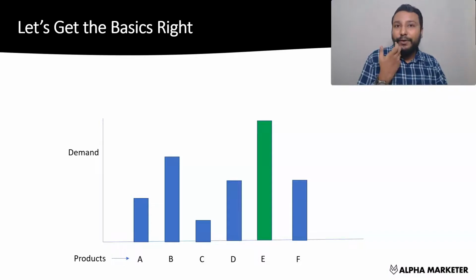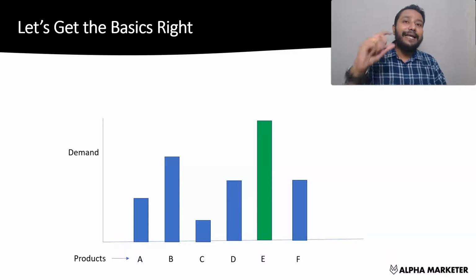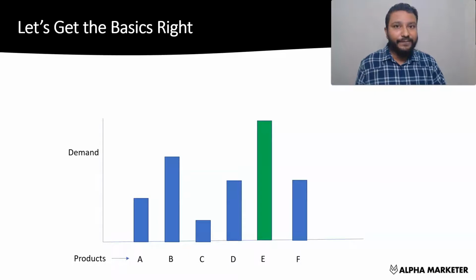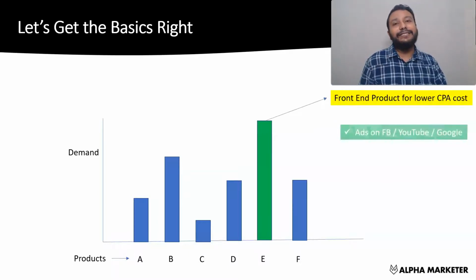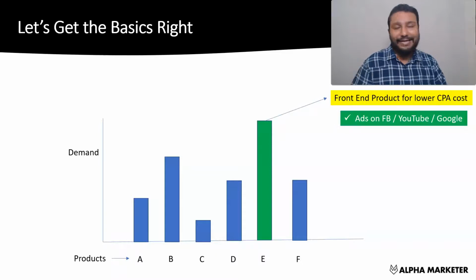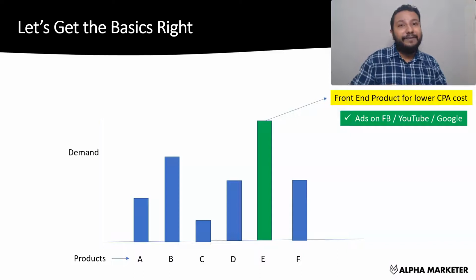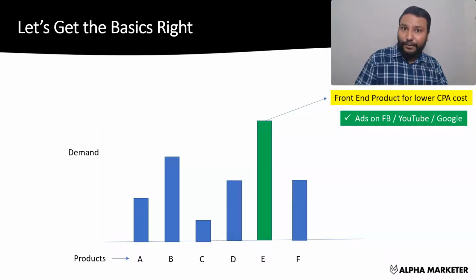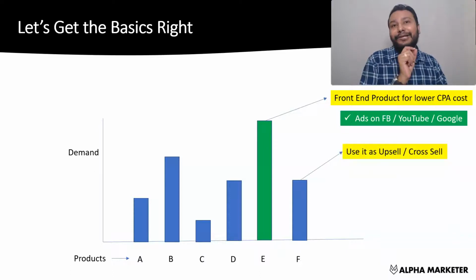If you have high demand products, it will be easy for us to sell those products on platforms like Facebook, Instagram, YouTube, or Google. Which means you will also have lower cost per acquisition. So these products can be identified, and for these you can start running Facebook ads, Google ads and YouTube ads. Now the other products which don't have that much demand, but still are great products, can be used for upselling and cross-selling.